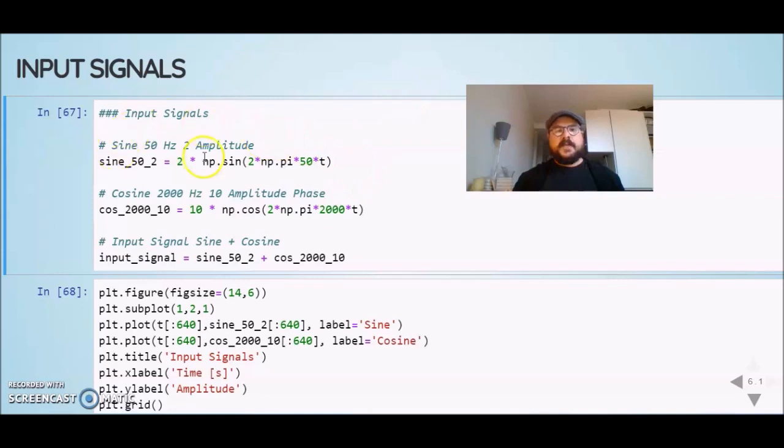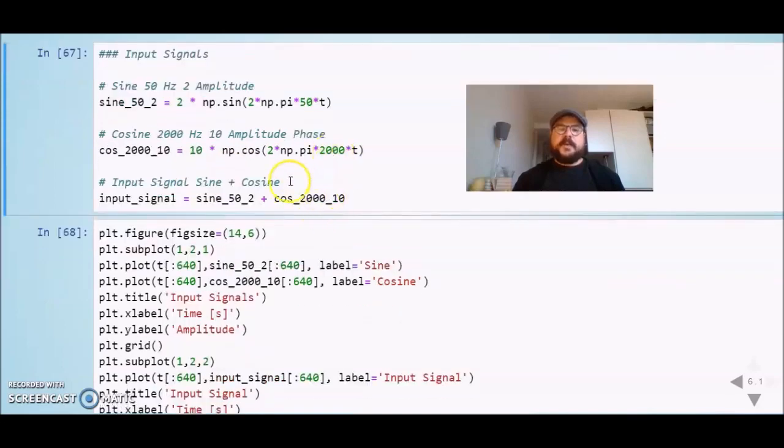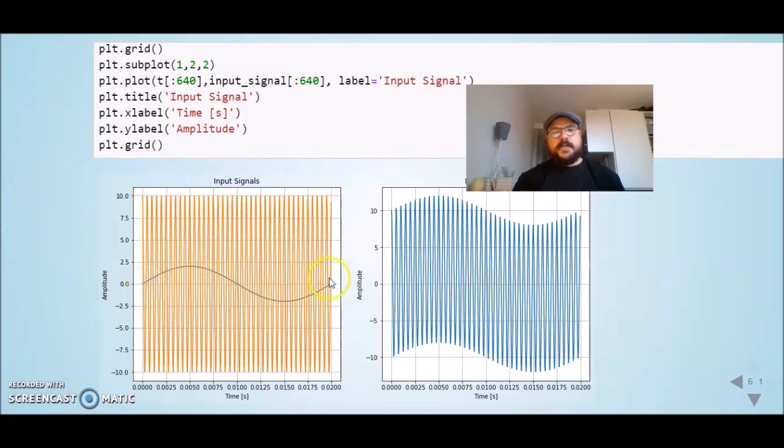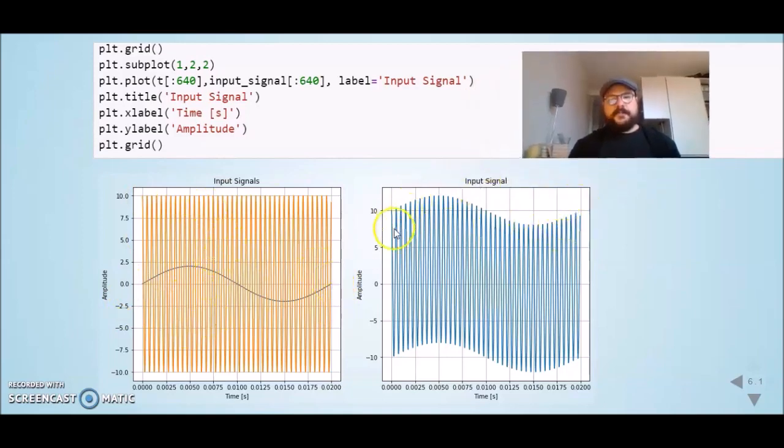So we'll have a sine wave with 50 Hertz and an amplitude equal to 2, and we will pretend this is, for example, our voltage values, and we will have a cosine with 2 kilohertz and the amplitude of 10, and we will add these two signals. When we see, we have our sine wave, so I'm plotting just one period of the sine wave, and then we have our cosine with amplitude of 10 and our sine wave with amplitude of 2, and when we add these two signals we have this input signal here.